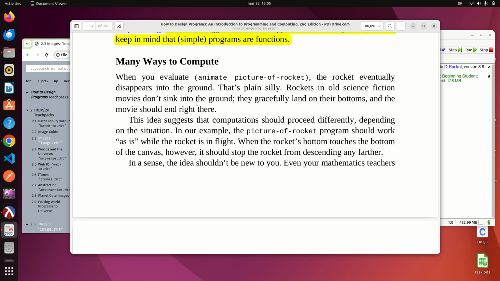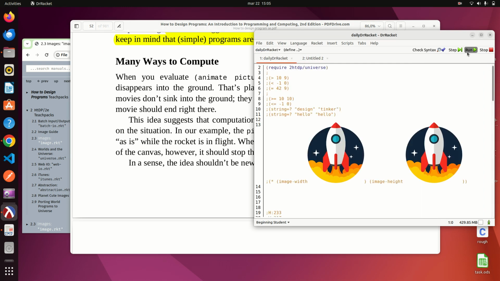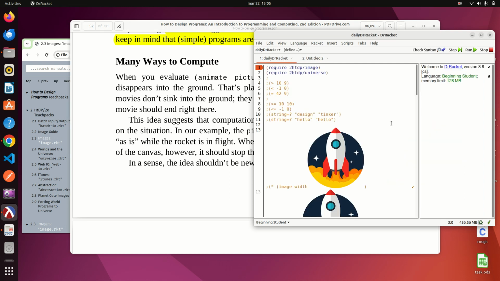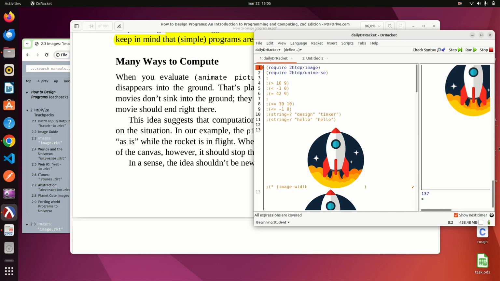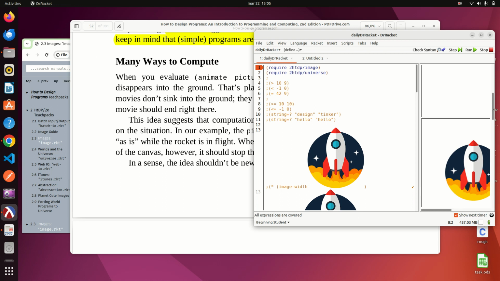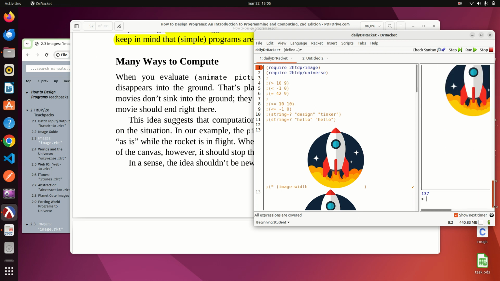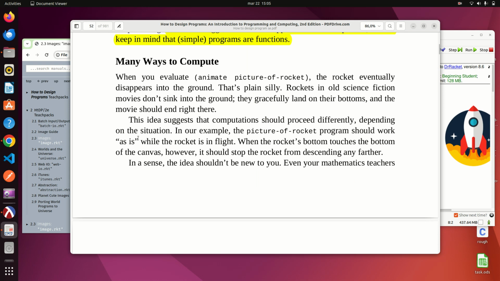So we continue. When you animate the picture of the rocket, it eventually disappears into the ground. What was happening here? Yeah, it does. When I animated it here, it was going bottom to top, but here it's top to bottom. Rockets in old science fiction movies don't sink into the ground. They gracefully land on their bottoms, and the movie should end right there.